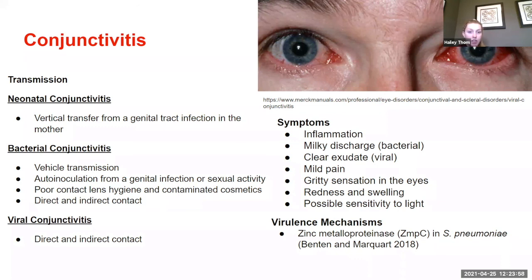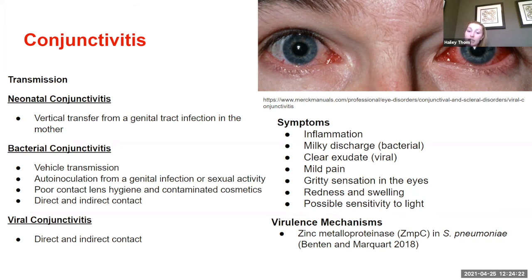And for bacterial conjunctivitis, as well as viral conjunctivitis, it's caused by vehicle transmission. So the auto-inoculation from a genital infection or sexual activity, as well as more commonly, probably just poor contact lens hygiene and some contaminated cosmetics. So it can be transmitted directly or indirectly. And same goes for viral.